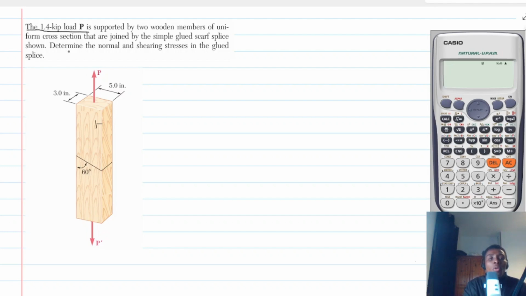So, the 1.4 kip, that is kilopound, load P is supported by two wooden members of uniform cross section that are joined by the simple glued scarf splice shown. So we are to determine the normal and shearing stress in the glued splice.